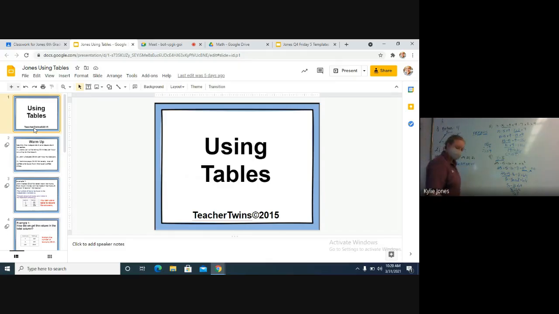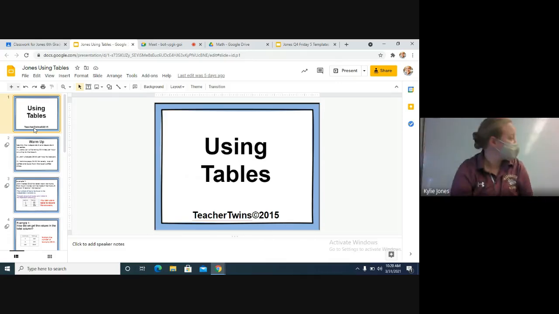Go ahead and get the using tables PowerPoint opened up, and we will start going over it. I'm going to do the presentation slides so that we can look at it as a presentation. You can either look at my screen or have it open on yours. We will type on it in a little bit though, so keep that in mind. Our first thing is using tables. Here we go.